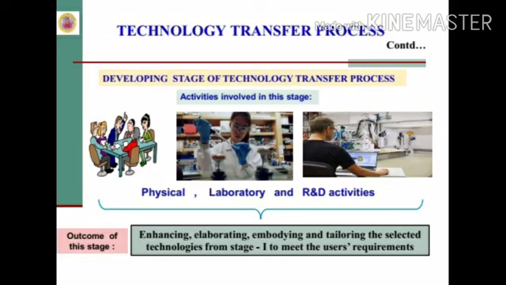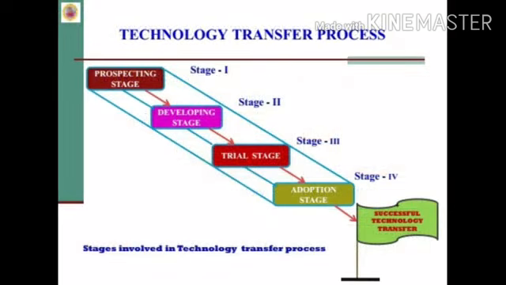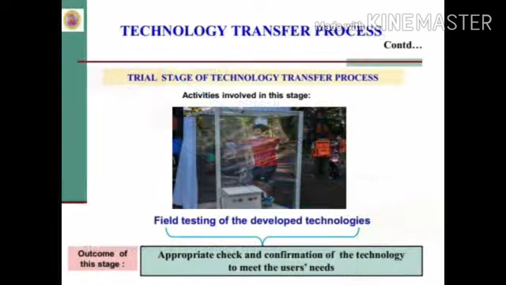Now come to the third stage of the technology transfer process, that is the trial stage. In this stage, the total activity is confined to field testing of the technologies developed in stage 2. So the testing is carried out in this particular phase. The outcome of this stage is the appropriate check and confirmation that the technology meets the user's needs.